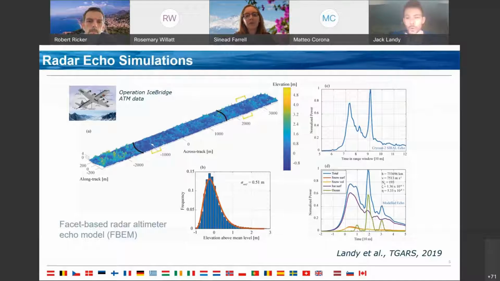And during the course of this work, looking at the IceBridge data, we found that generally this log normal model for the roughness, as Nathan introduced, did a better job of characterizing the airborne laser scanner data in comparison to the Gaussian model, which has been traditionally applied in analytical waveform simulations over the ocean.